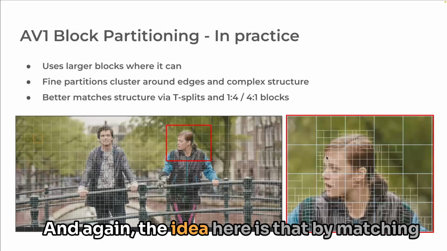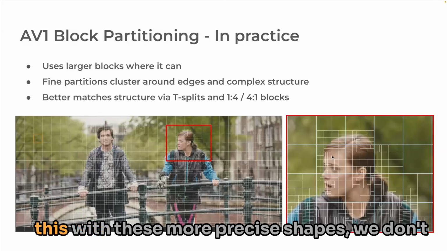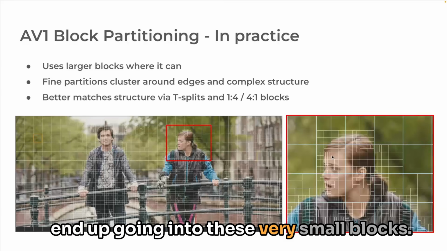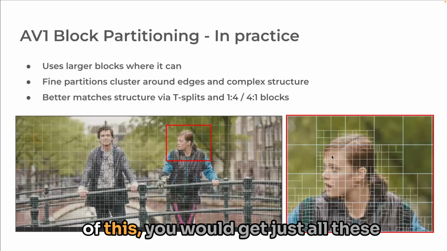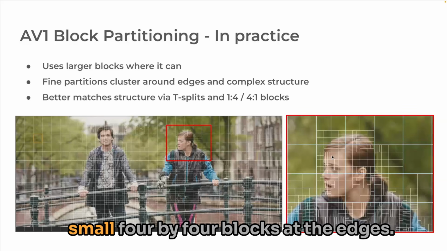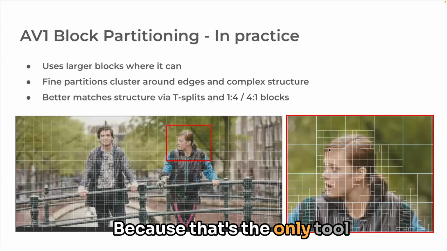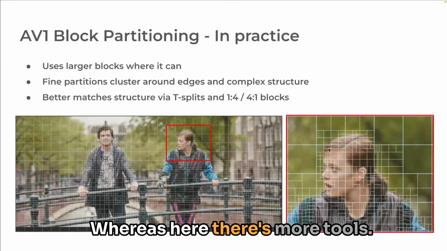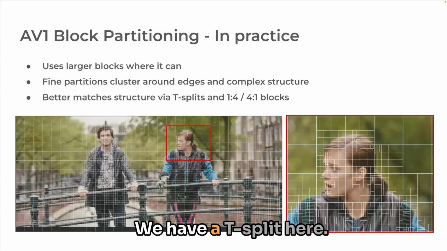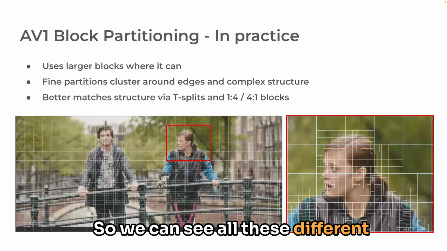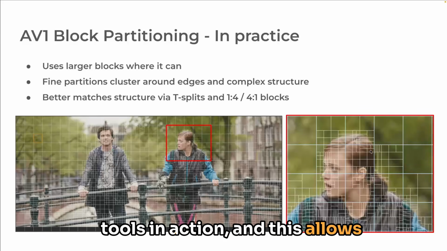And again, the idea here is that by matching this with these more precise shapes, we don't end up going into these very small blocks. So here, if you look at an H.264 rendition of this, you would get just all these small 4x4 blocks at the edges, because that's the only tool that has to model edges. Whereas here, there's more tools. So we have these 1-to-4, 4-to-1s here. We have a T-split here, so we can see all these different tools in action.